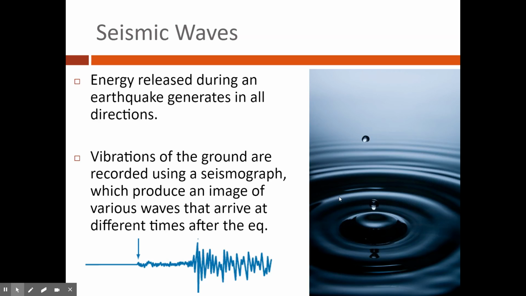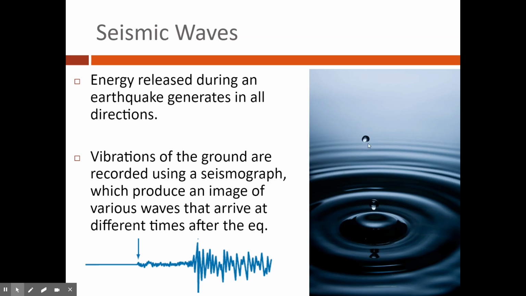Okay, so seismic waves are released from an earthquake. There's a lot of energy that's released during an earthquake, and these waves are going to extend outward in 360 degrees around the focus of that earthquake, just like as if you dropped a drop of water into a very still pond or into a bucket. You'd see all these waves that extend outward from the center.